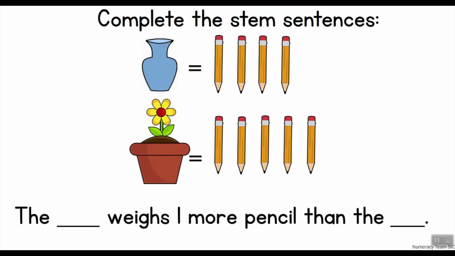Here we read, the weighs 1 more pencil than the. The flower pot weighs 5 pencils, whereas the vase weighs 4. And we know that 5 is 1 more than 4, right? So, the flower pot weighs 1 more pencil than the vase.